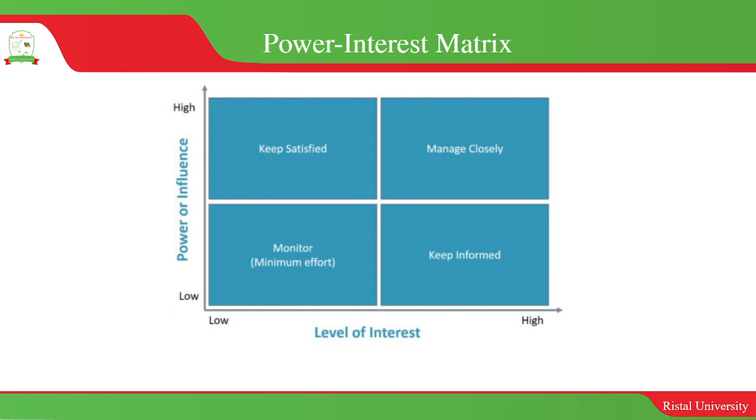Okay. And then we have people that have high power but are not interested. For you, your interest is to keep them satisfied with the situation. And then you have those that have low power but high interest. Keep them informed. Okay. And then those that have high power and high interest. You need to monitor them closely.